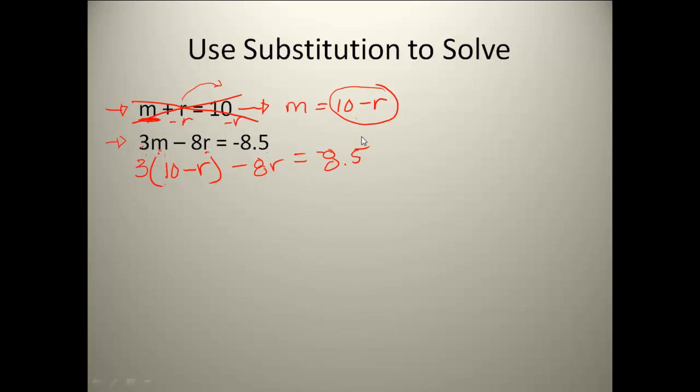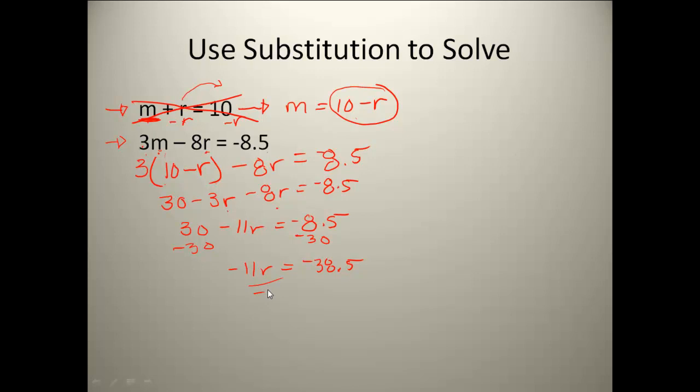And now again, I am down to an equation that has only one variable in it. Distribute my 3 out. Combine my like terms so I can combine my r's. Negative 3 and negative 8 would give you a negative 11r. Subtract off my 30. And I have negative 11r is equal to negative 38.5. Now I need to divide both sides by negative 11, and when I do that I get r is equal to 3.5.